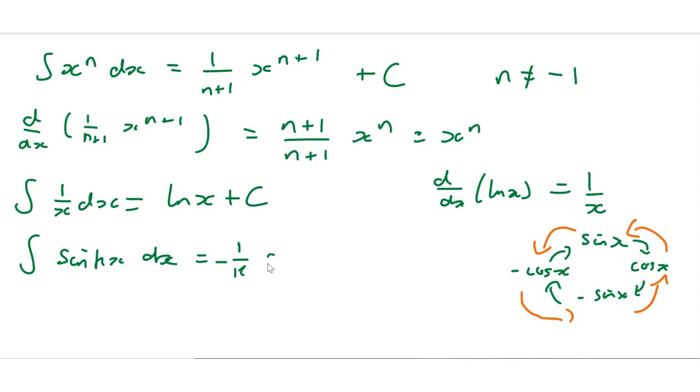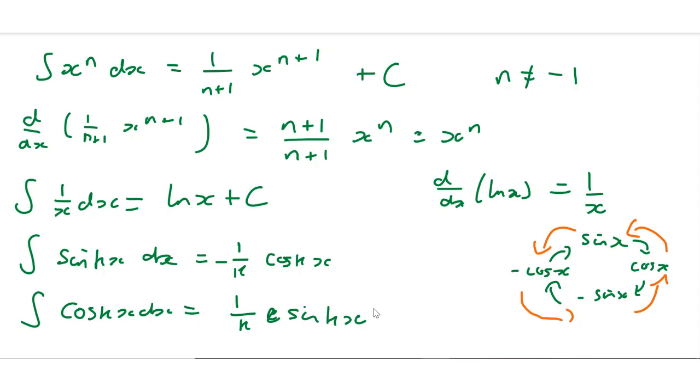Minus 1 over k cos kx, and if you think about the derivative of this using the chain rule, we would get k over k, or minus k over k minus sine kx. The negative signs cancel each other out, the k's cancel each other out, we get sine kx. Okay, and similarly cos kx dx, the integral of this is equal to 1 over k sine kx.